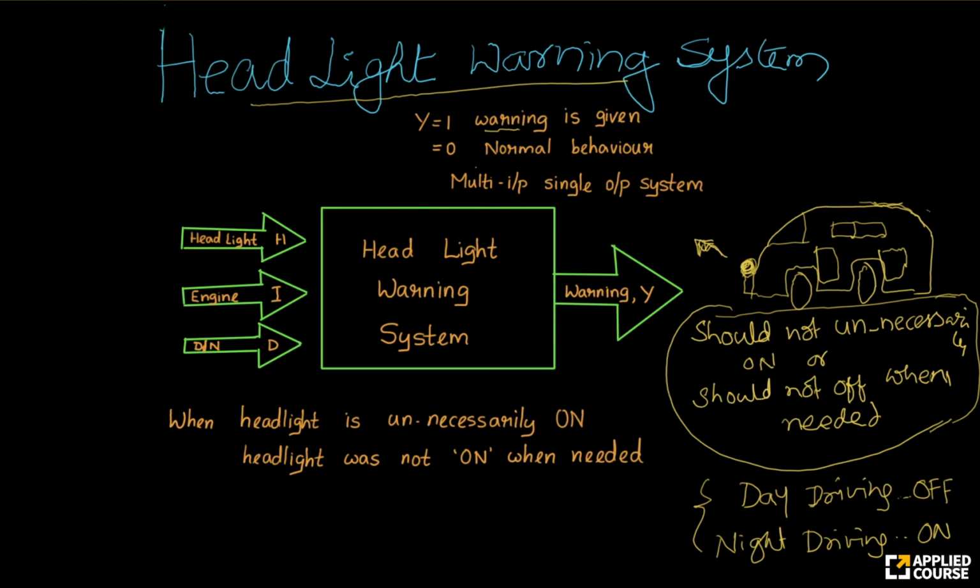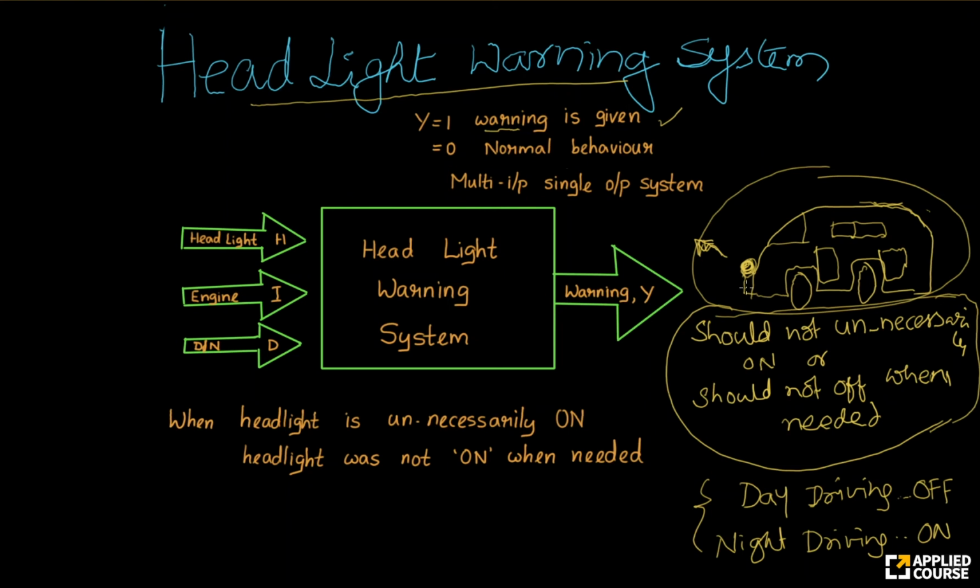This system has output Y. If it is 1, a warning is given. If it is 0, normal behavior, there is no warning. We have seen several systems, and we try to devise what could be the inputs and what will be the outputs of this system.